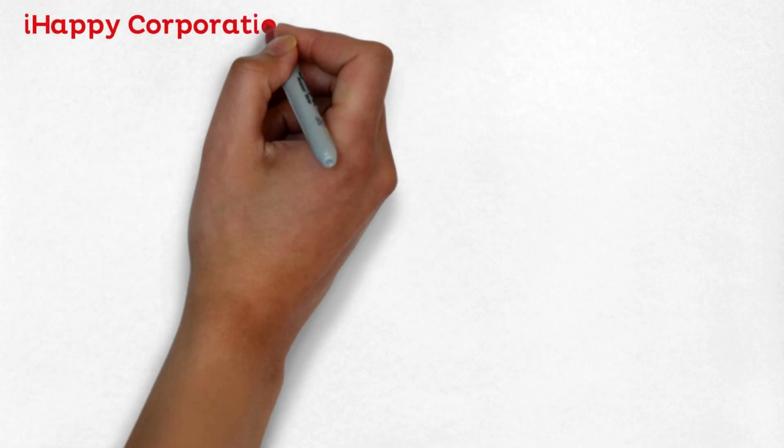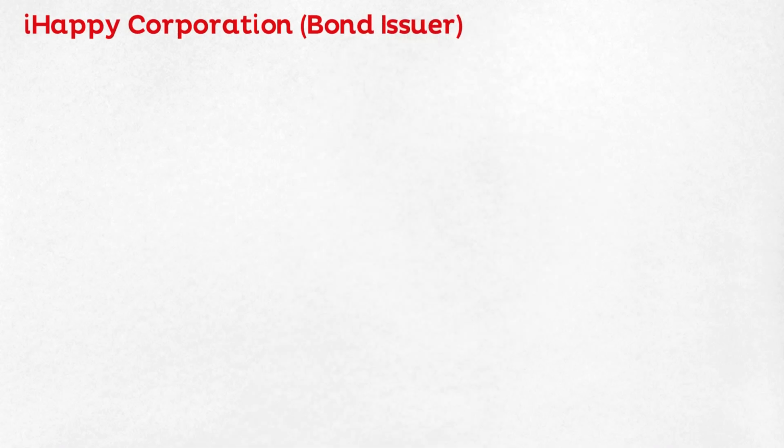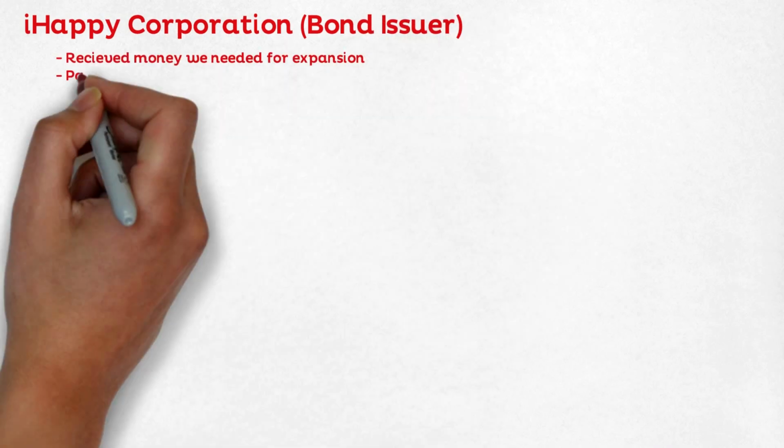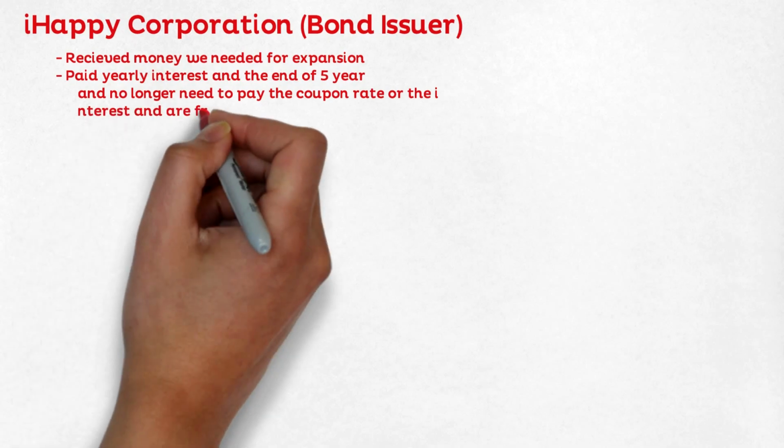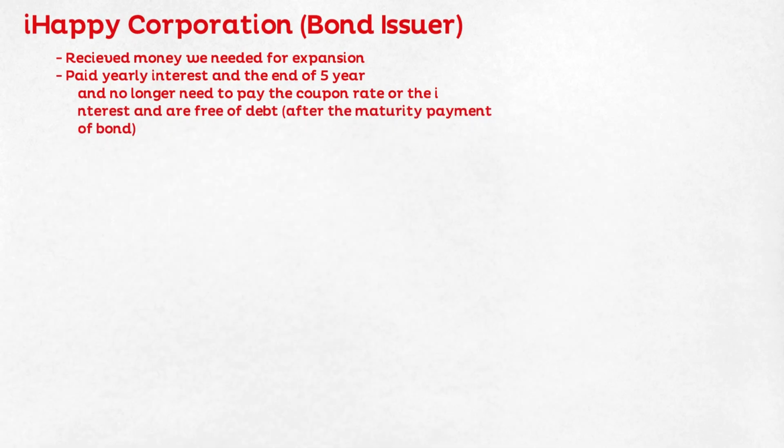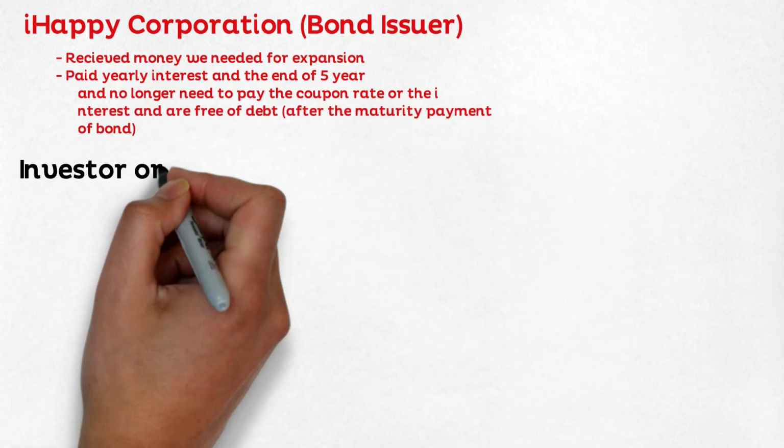What did we learn from this in terms of corporation owners? We got the money we needed for expansion. We paid yearly interest, and at the end of the 5th year, we no longer need to pay the coupon rate or the interest, and we are free of debt.